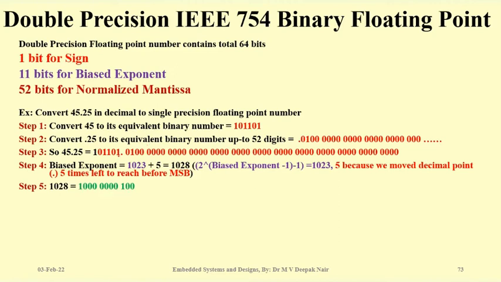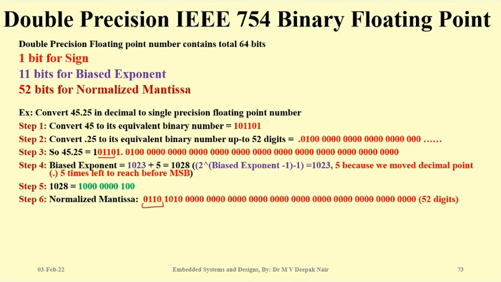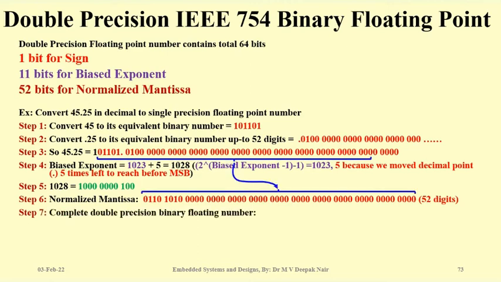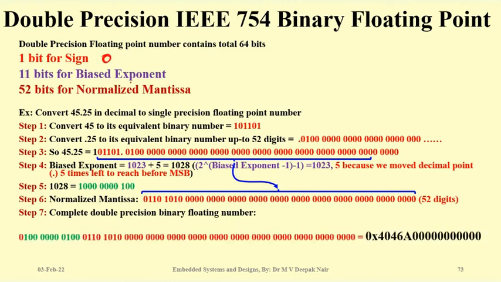So it will become 0 1 0 like this, 0 1 1 0, then 1 0 1 0, and after that you have all zeros. Clear? Normalization. Then join these two and put a sign bit. Because you have a positive number, the sign bit will be 0. You have the biased exponent and the mantissa, so arrange it in this fashion and you will get the final number. So this is done.